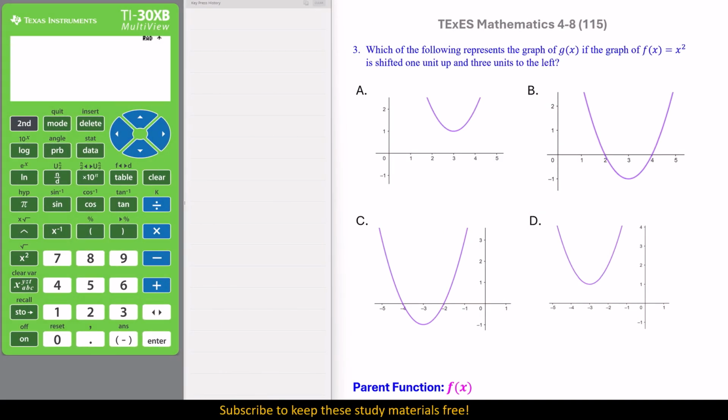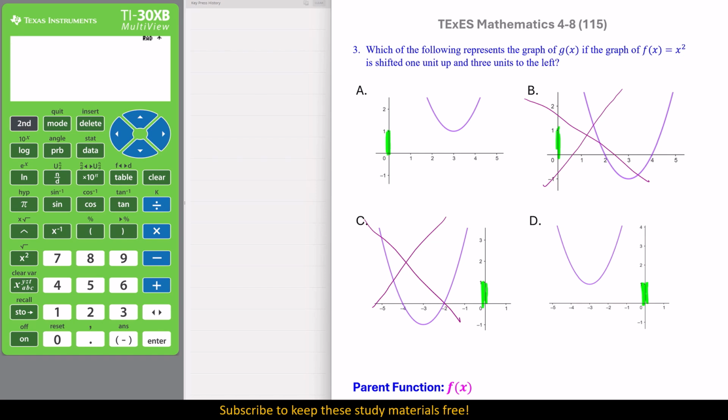Number 3, which of the following represents the graph of g of x if the graph of f of x equals x squared is shifted 1 unit up and 3 units to the left? Let's get our highlighter out. Actually, I'm going to use the green so we can see it. We need 1 unit up, so I'm going to check each of these. Obviously, we can eliminate 2 of them right now. B and C shift down, so that isn't going to work.